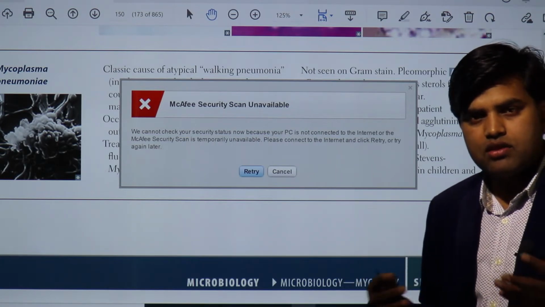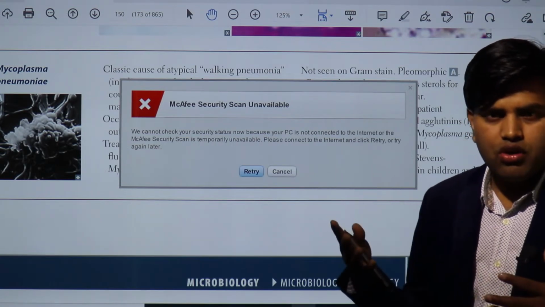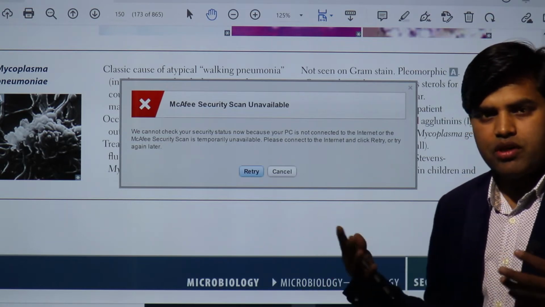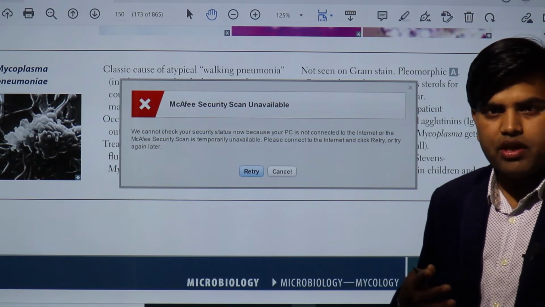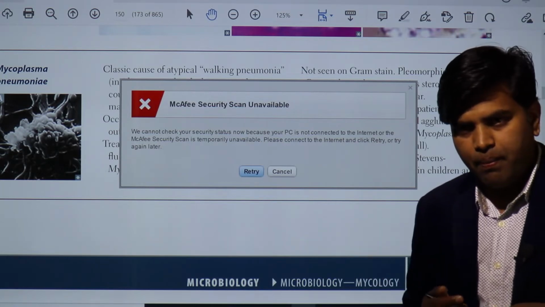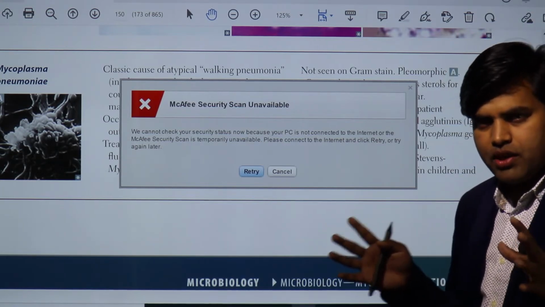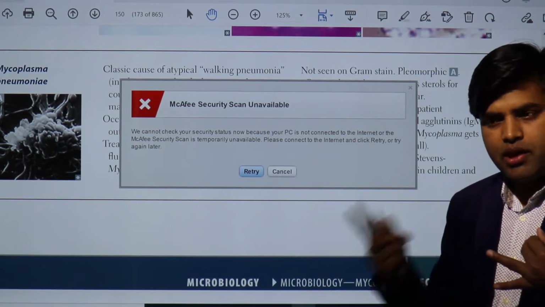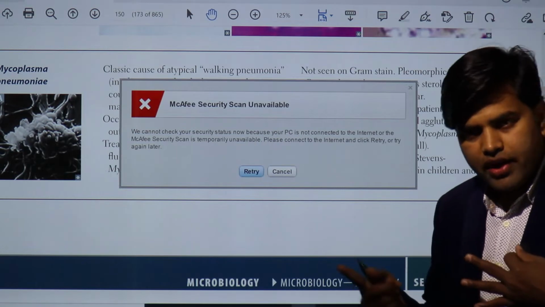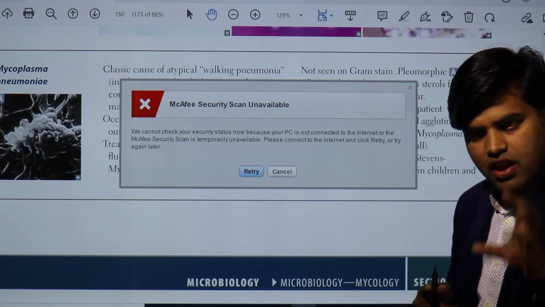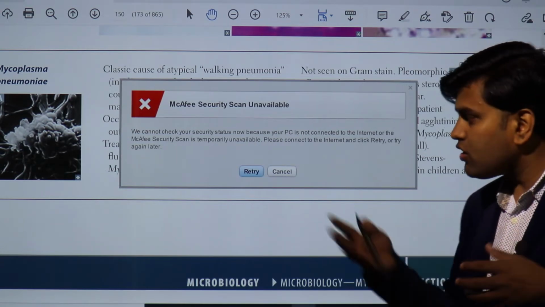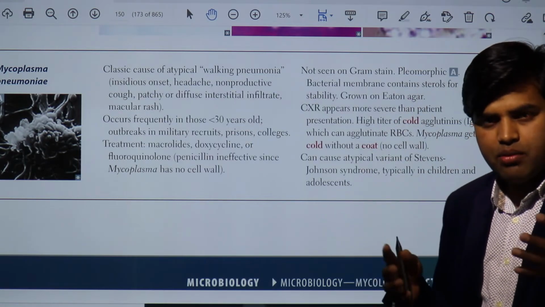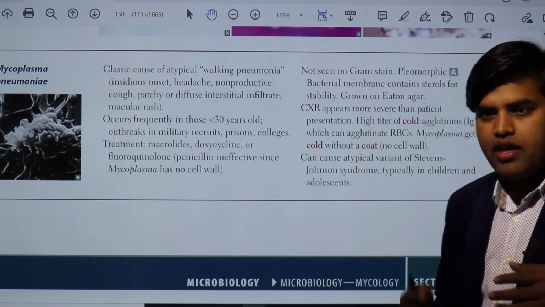The patient has the disease, but they are easily moving, going to college or to their work. They are not bedridden, so it is known as walking pneumonia. So we have four to five things to remember. One, the smallest bacteria; they do not have a cell wall, so beta-lactam antibiotics, penicillin, and cephalosporins will not act. They contain only a cell membrane that is rich in cholesterol, and they cause the disease called walking pneumonia.